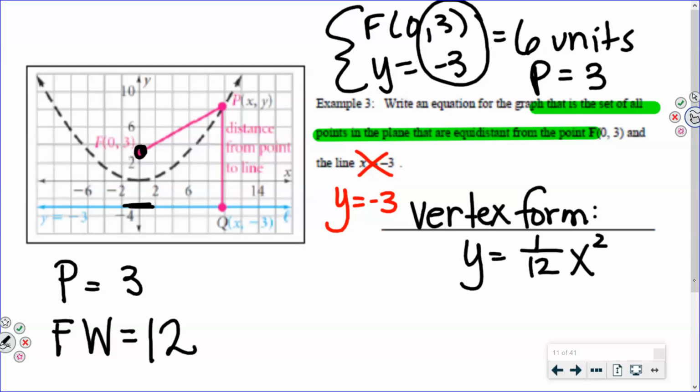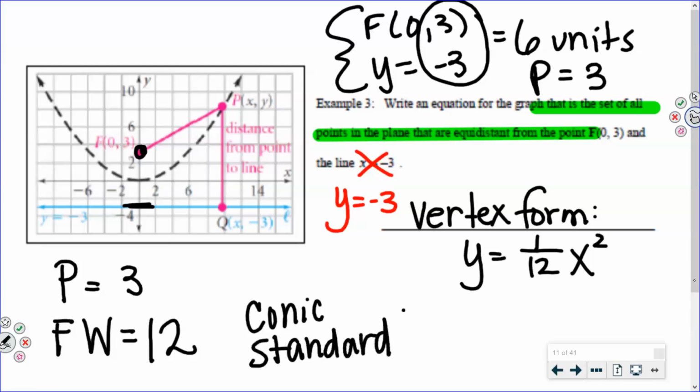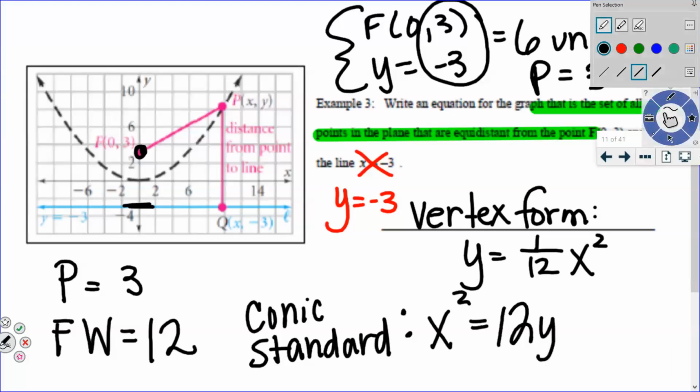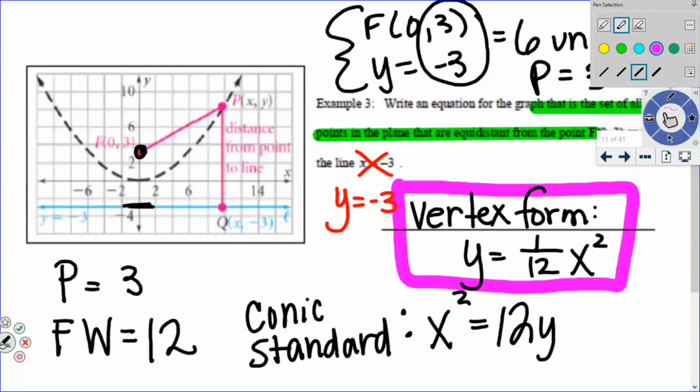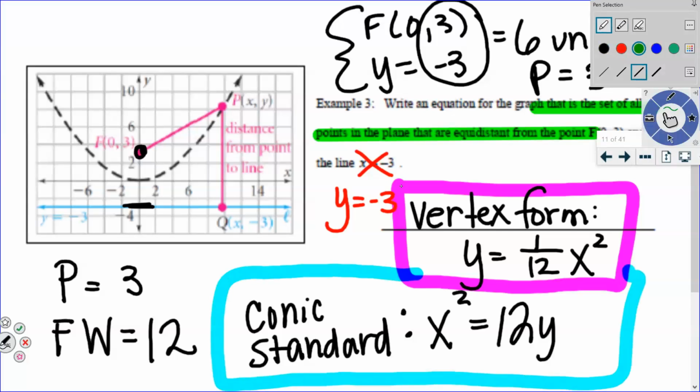But we got to do conic standard form too. And conic standard form, I'll write right here because I don't have any blank space for it. Conic standard form, remember the squared term is by itself. So this time it's going to be x squared equals the focal width times y. Vertex form, standard form. Do you guys have any questions on that?